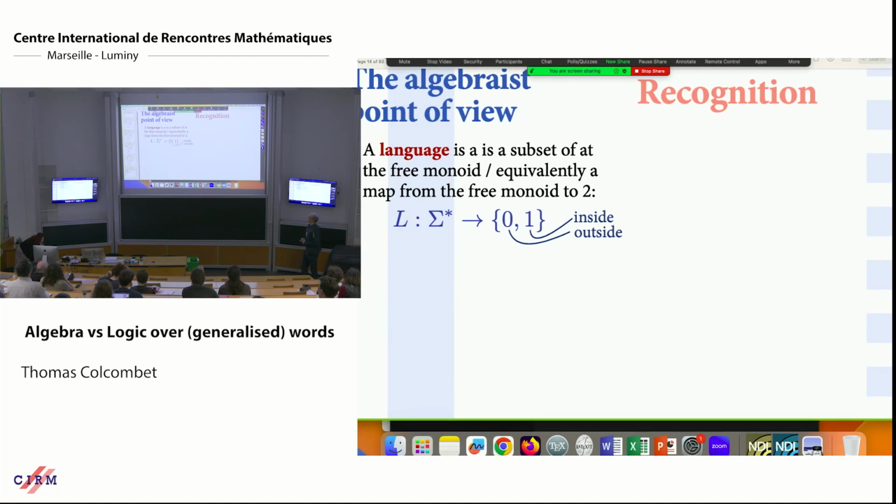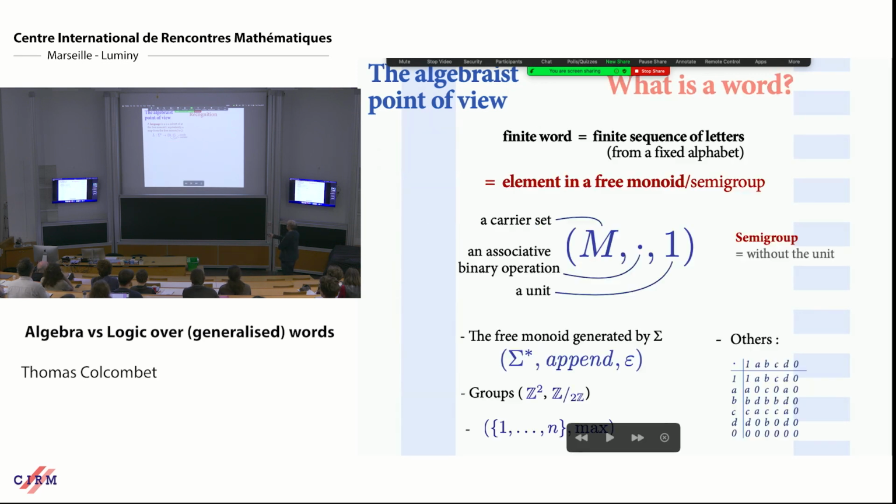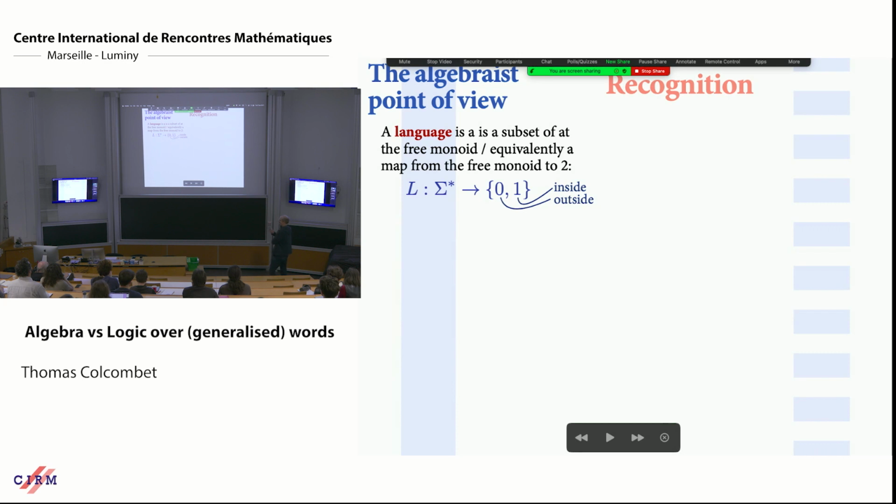A language, so it's a set of words. So it's a subset of the free monoid. But another way to say it, it's a map from the free monoid to 0, 1. It's not a morphism, it does not respect any structure, it's just you send some words to the value 0, which means outside of the language, and some words to the value 1, which means inside the language.